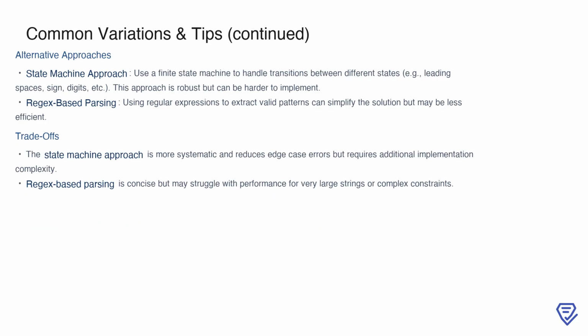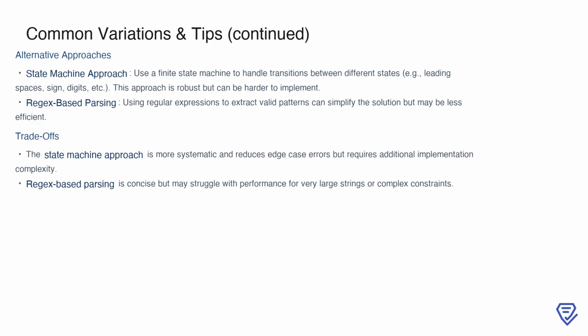Let's consider some alternative approaches to solving this problem. One robust method is the state machine approach. This involves creating a finite state machine to handle transitions between different states, such as processing leading spaces, identifying the sign, reading digits, and so on. While this method is systematic and minimizes the risk of missing edge cases, it often requires more effort to implement and debug. Another approach is regex-based parsing.